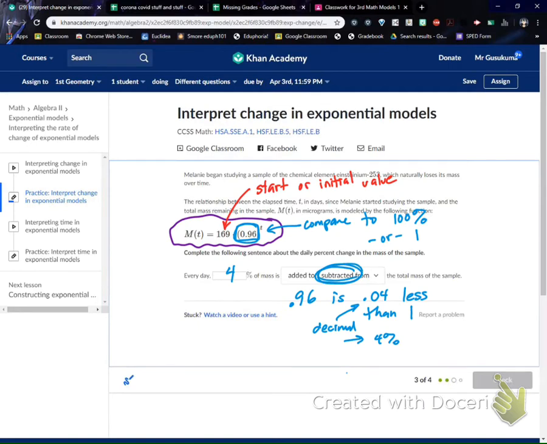And that's it. We just need to compare the base to 1, figure out if it's greater or less. If it's greater, we're adding. If it's less, we're subtracting. And be sure you change that difference into a percentage instead of leaving that percentage or that number as its decimal form.